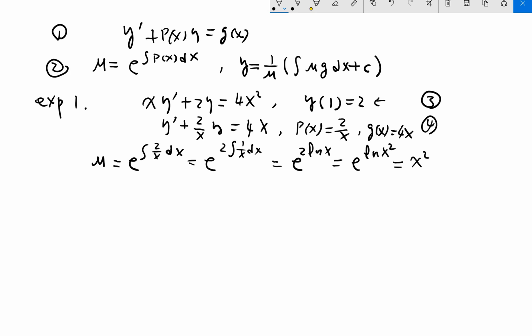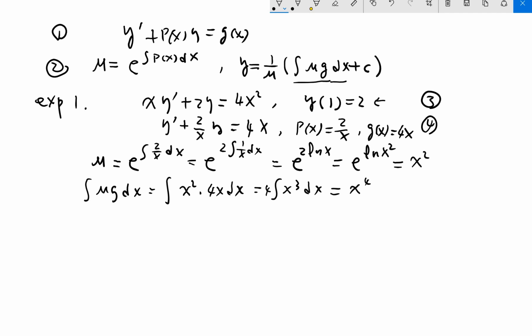Now if we want to use formula 2, the next thing we want to find is the integral of mu g dx. For this case, our mu here is x squared, and g(x) is 4x. So therefore you get the integral of 4x cubed dx. Integrate that, it gives you x to the 4th power. Now we can write our y. Our y here, using formula 2, is 1 over mu, which is x squared, times this integral, which is x to the 4th plus c.